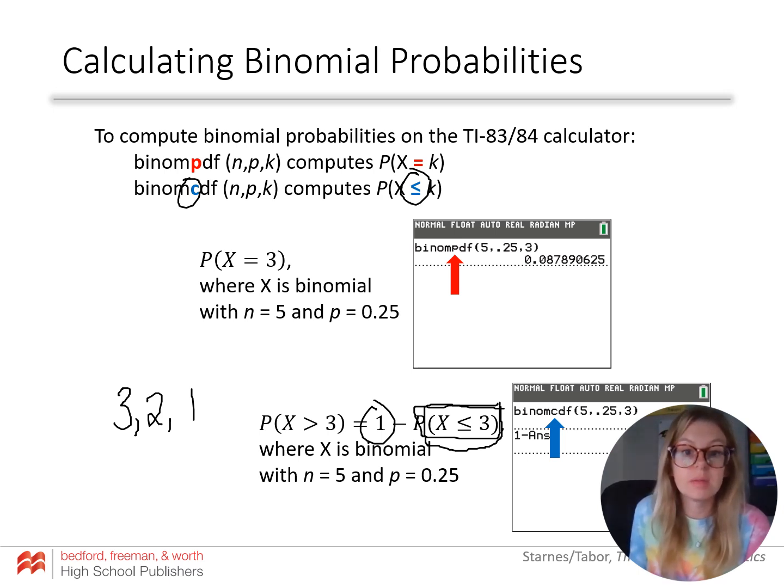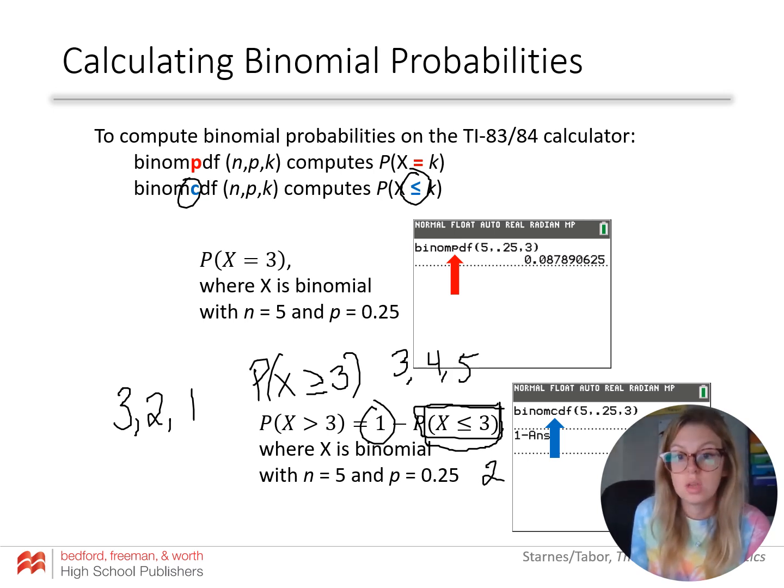If it said the probability that x is greater than or equal to 3, now that means I want 3, 4, and 5, which means in my calculator I should be putting in 2. Because if I have 3, 4, or 5 kids, then the calculator can solve 1 or 2, and I will subtract from 1 for that.